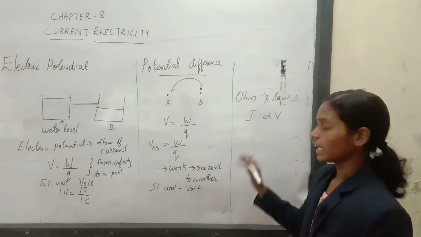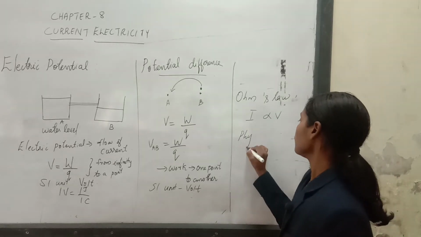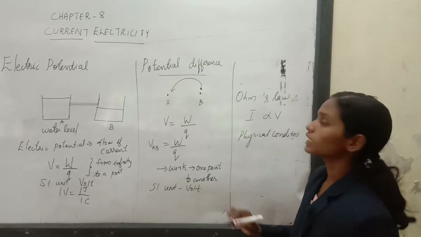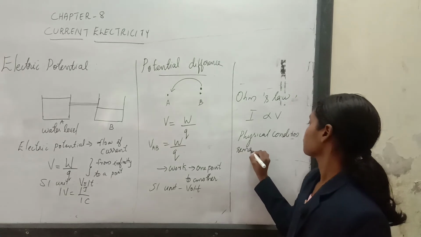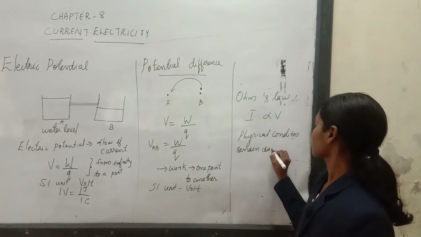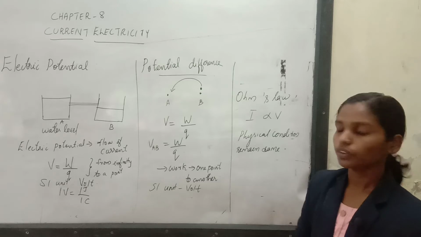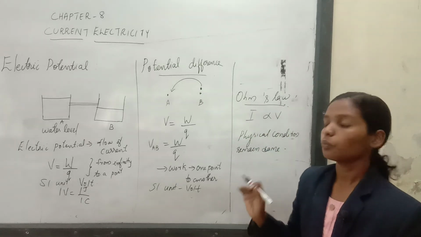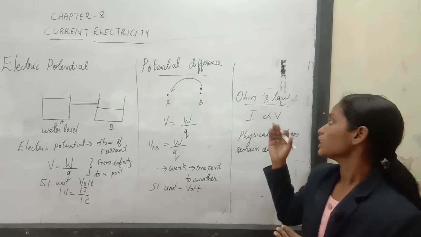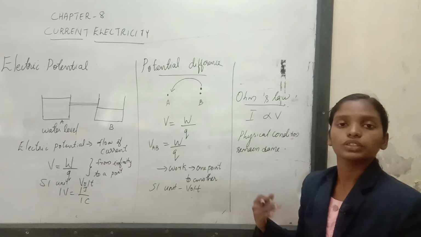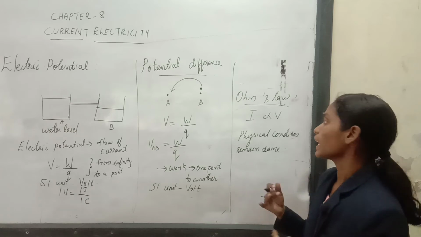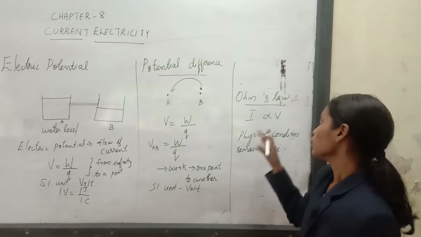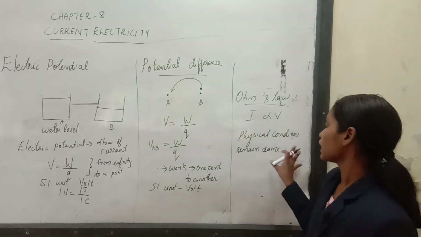This relation exists when the physical conditions remain the same, and we call this law Ohm's law. So I is proportional to V. What it says is, when a current is flowing through a conductor, the potential is directly proportional to the current flow, under constant physical conditions.